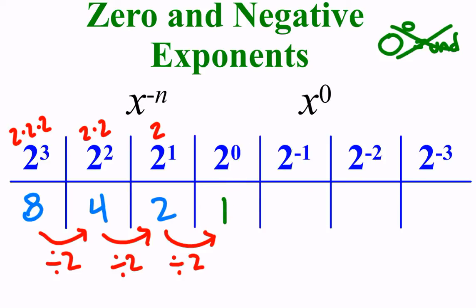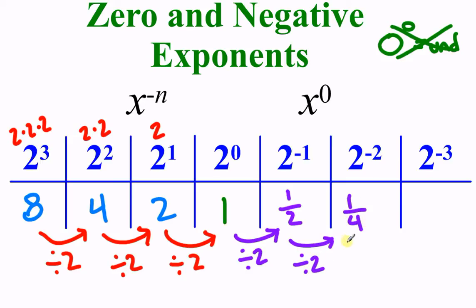So we can continue this as well. If we kept going, you could just keep dividing by 2. 1 over 2 is a half. Divide by 2 again, and we'll get 1/4. Divide by 2 again, and we'll get 1/8. And we can try to figure out why that worked as well.